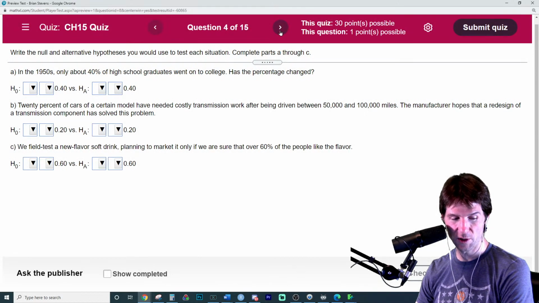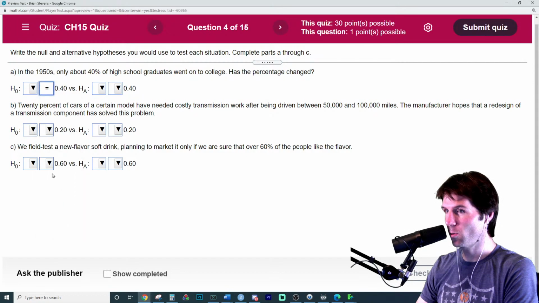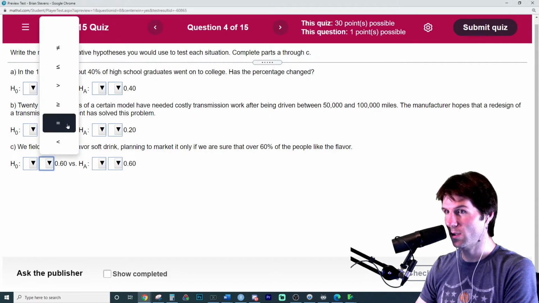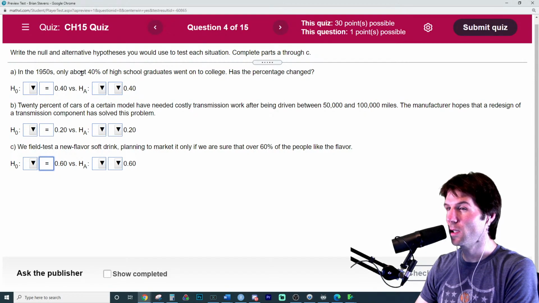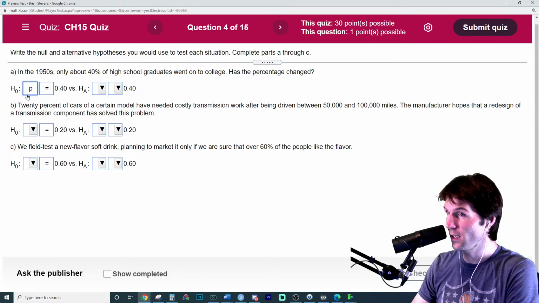Good practice on writing nulls and alternatives. Same thing going on right here. We would have the null as the equal sign. Anytime you see the null, it has the equal sign. Just nice and easy. Now you have to ask yourself, are we doing categorical or quantitative data? These are people graduating from high school. So that's categorical. So it's P.